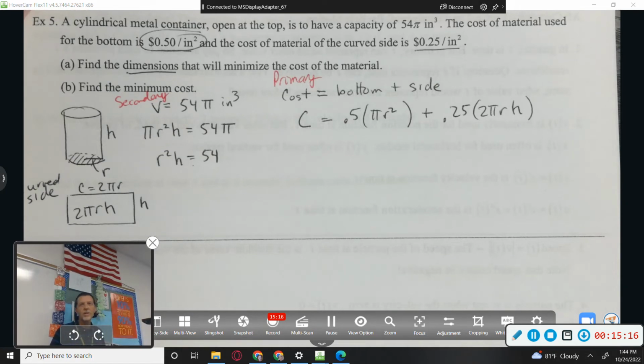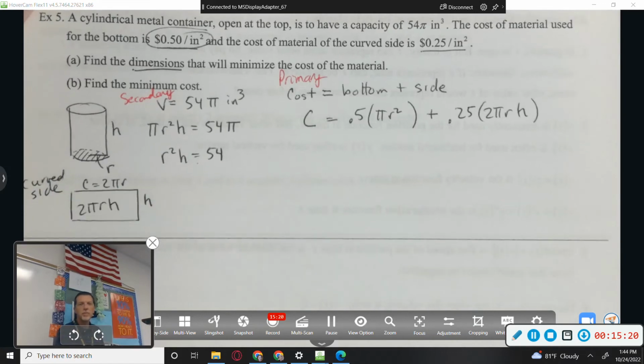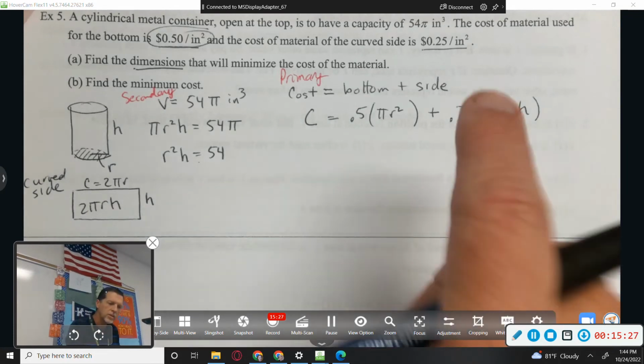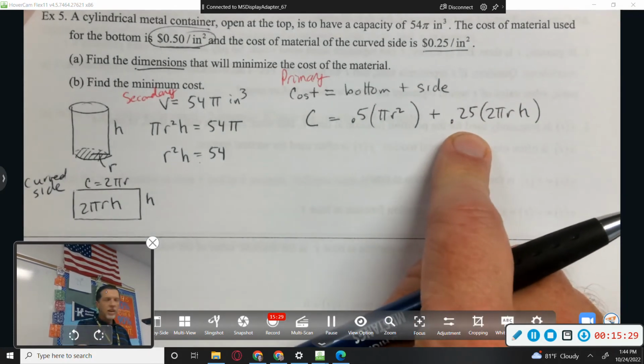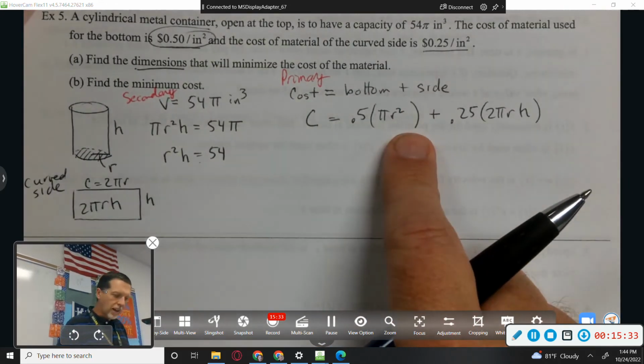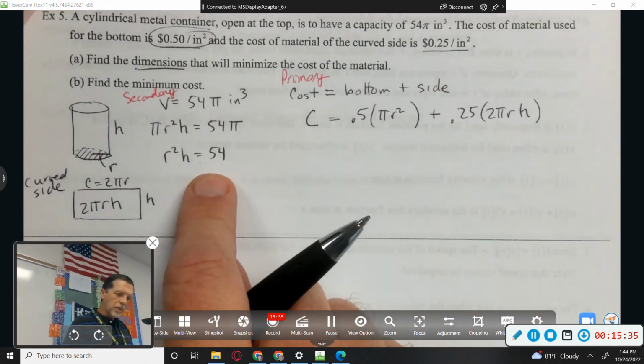Alright, so that one, we haven't even done any calculus yet. We've done a lot of geometry. Find the dimensions that minimize the cost, and then find the cost. We want to take the derivative of this, set it equal to 0, and do the optimization. But before I do that, I need to solve for something over here.